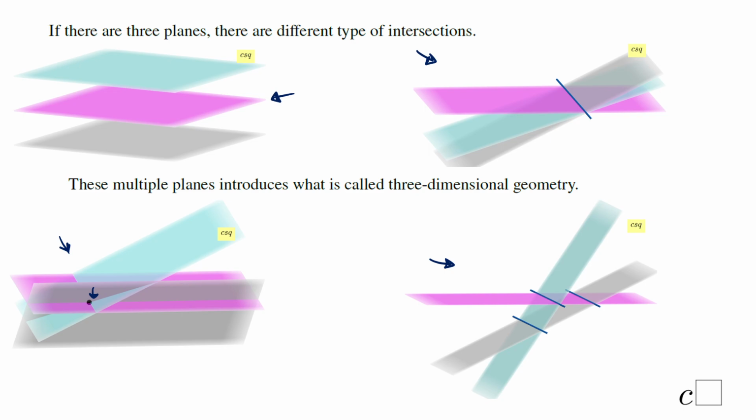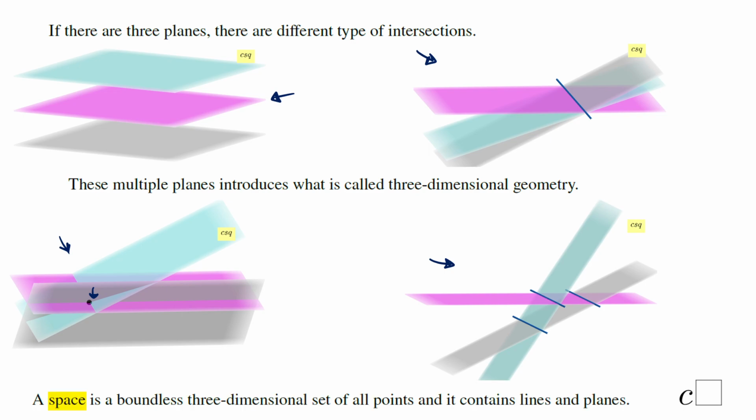That allows us to go to what is called 3-dimensional geometry. And for that reason, let's see what space is. Space is everything that is around you. It really cannot be shown in a lesson. Everything that is around you is boundless and contains lines and planes and points.